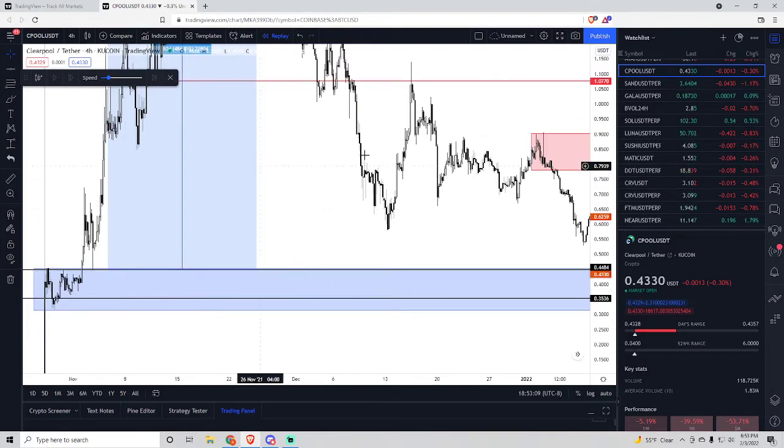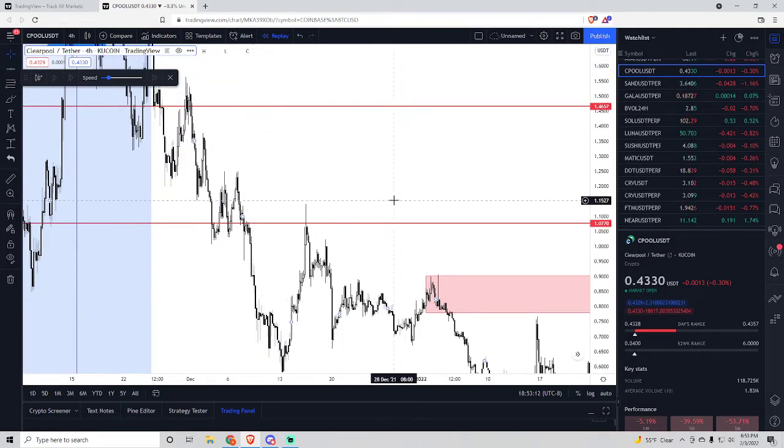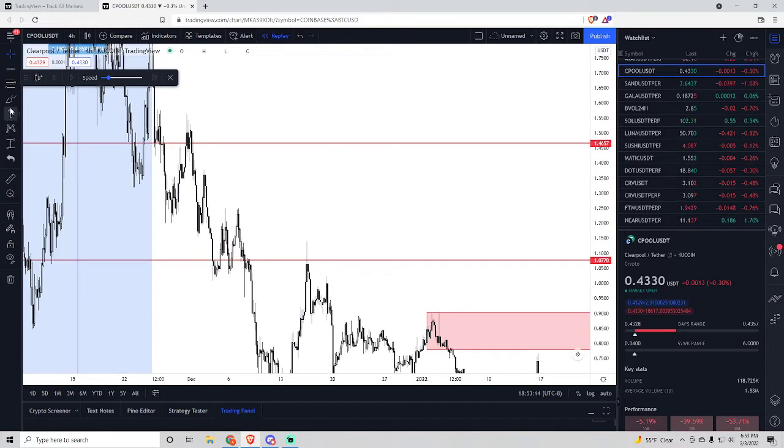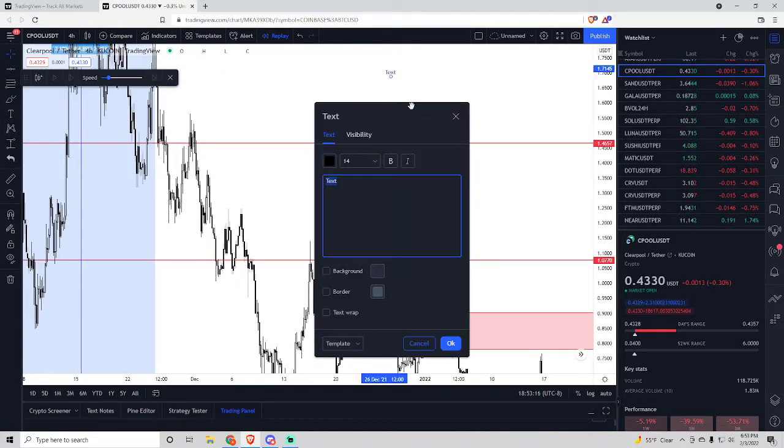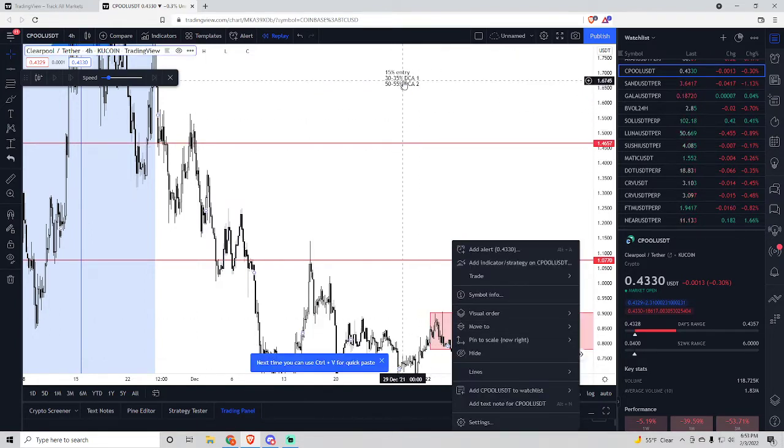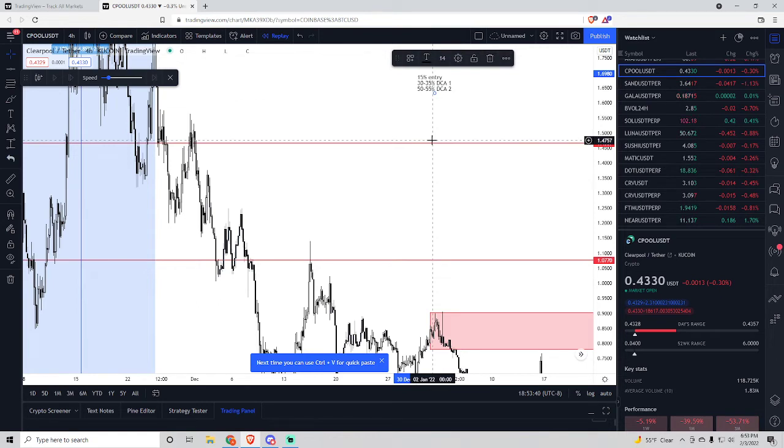How I do it is I have a 15, 30, so let me write this down. 15% at entry, 30 to 35% at DCA1, and then you have 50 to 55% at DCA2. What does this mean? A DCA, for those that don't know, means dollar cost average.